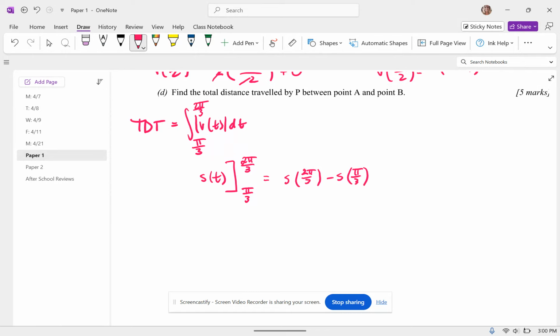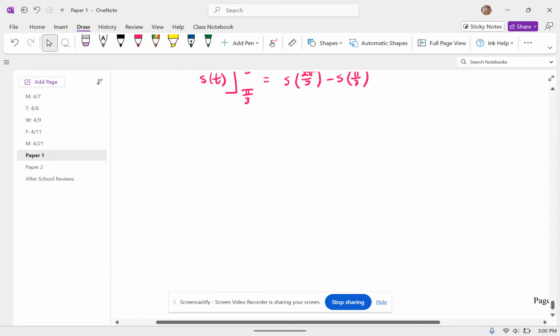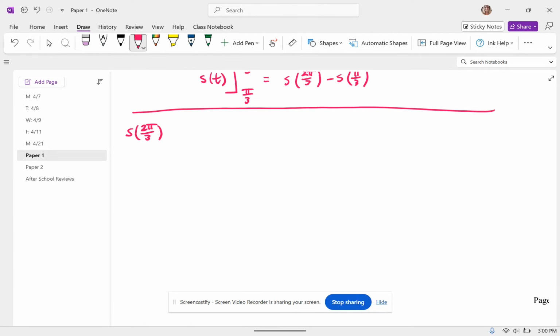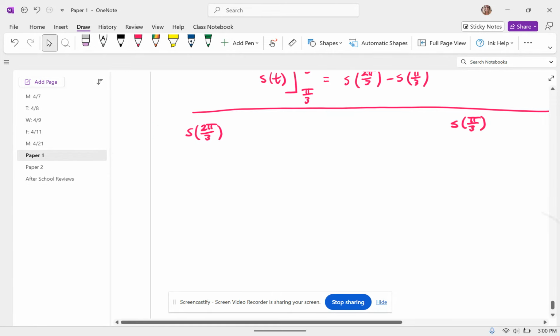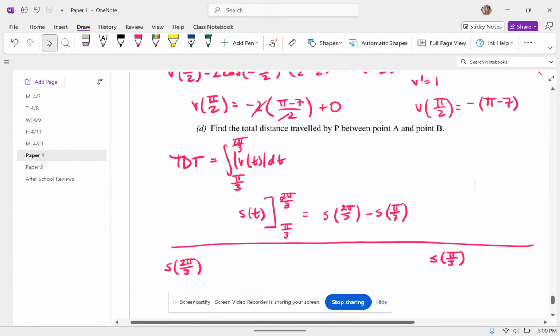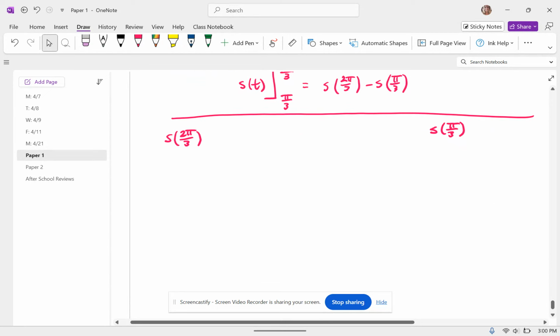You just have to figure out s of 2 pi over 3 and s of pi over 3, and then subtract off the s of pi over 3. Not too bad. So go ahead, on your paper, try to work through it. Calculate the s of 2 pi over 3, and then calculate the s of pi over 3. I'll do it with you up here, but you can stop listening if I'm distracting you and keep going on your own.